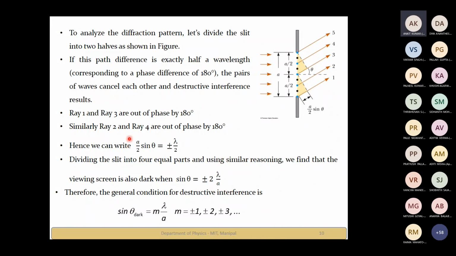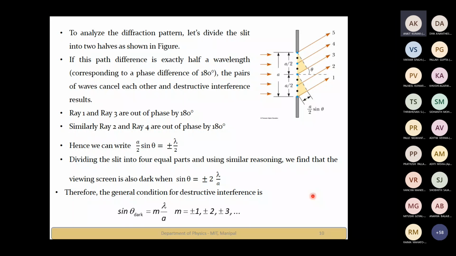So we can write down a general condition for dark in case of diffraction at a single slit as sin theta dark is equal to m lambda by a, where m is equal to plus or minus 1, plus or minus 2, plus or minus 3, and so on. And this equation looks like a sin theta is equal to m lambda.